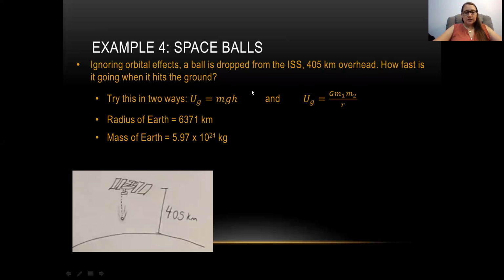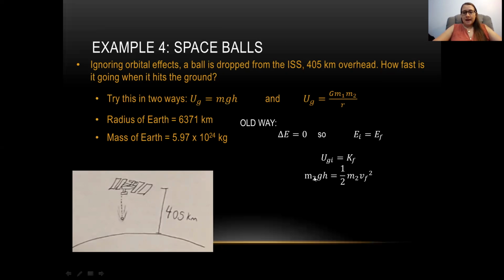Okay. So here's a little sketch of what's happening. There's an astronaut up here in the International Space Station, which is hovering above one point on the Earth. They drop a ball from this height of 405 kilometers. So thinking about the old method that we had done, conservation of energy tells us that the change in the energy is zero. So its initial energy equals its final energy. Initially, this ball would have all gravitational potential energy, and right before it hits the ground, it would have all kinetic energy, due to its motion.